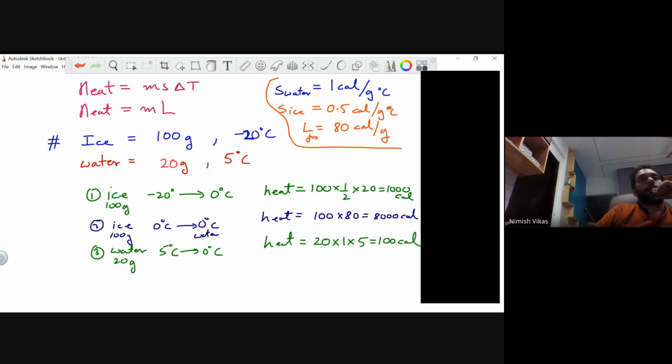And the last rough calculation for my own sake is if the 20 grams of water had to fully freeze from 0 degrees Celsius water to 0 degree ice, then how much heat will it give out?